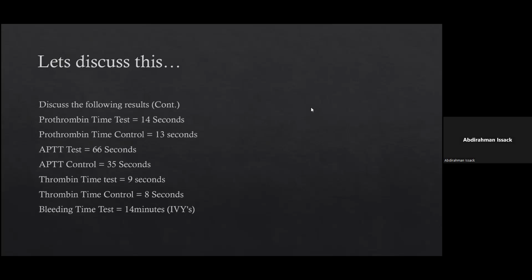For the intrinsic pathway, what are the factors involved? Farhia. Coagulation factors. Okay, factor 8 and factor 9. Those factor 8 and factor 9 deficiencies cause which disease? Hemophilia, thank you. Hemophilia A, hemophilia B, because of prolonged APTT. Okay, other causes we have.